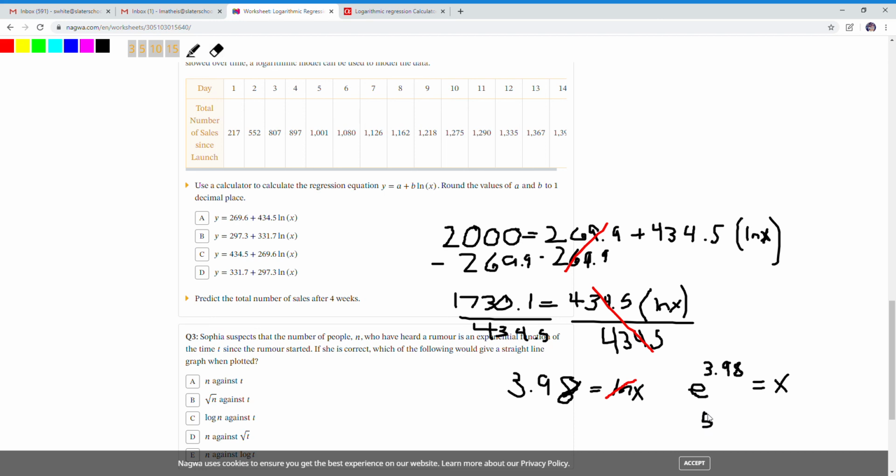So e to the 3.98 is 53.5, which, since we're talking about a number of days, we would very likely just round up to 54, but we would find out it would be 54 days, or a little over 53, to get this app to a total of 2,000 downloads.